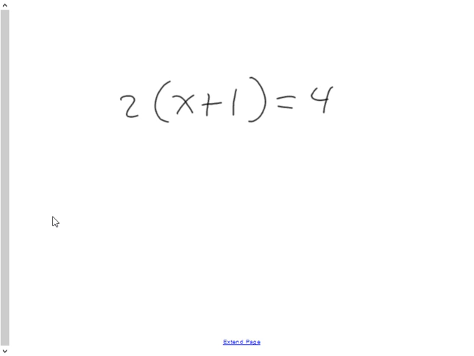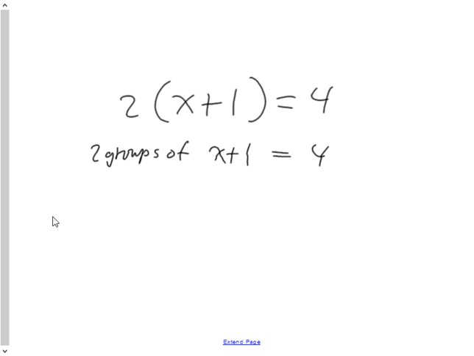Okay, I'm just going to do a quick tutorial video on what distributive property is and how we apply it in algebra. So sometimes you'll see equations that look something like this: 2 bracket x plus 1 equals 4. And what this means is you have two groups of x plus 1 having the same weight as 4.